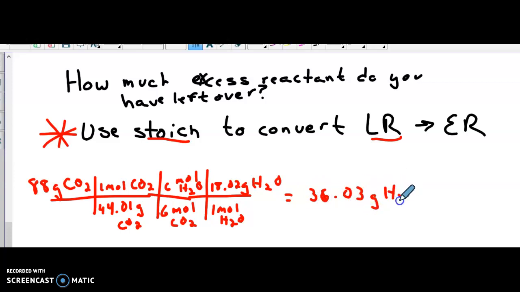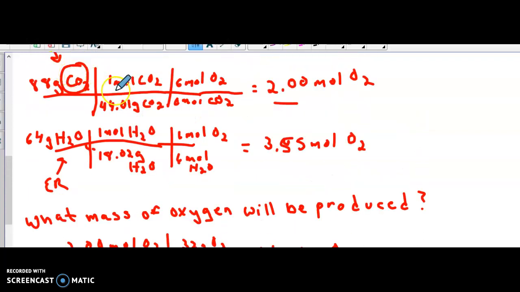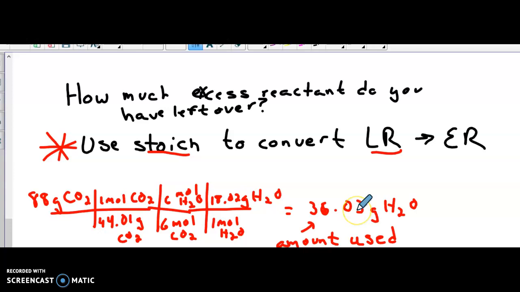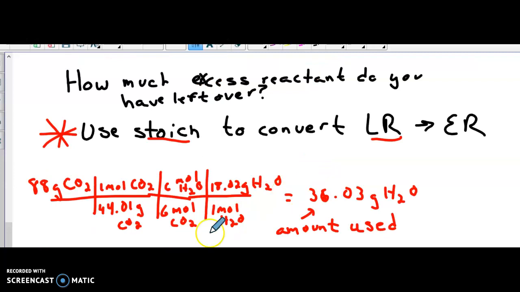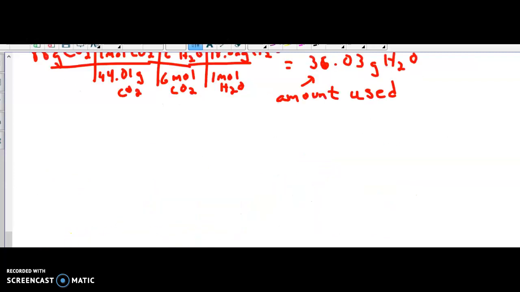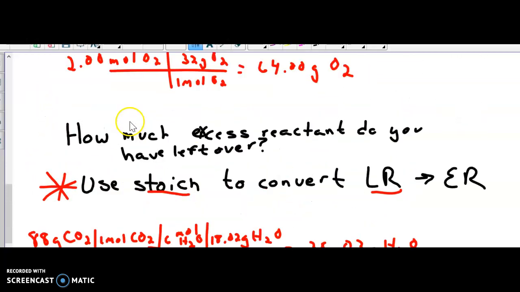grams of H2O. Now, what this number tells me is the amount that was used. This is not the amount left over. This is how much H2O we used in the reaction. So when we had our 88 grams of carbon dioxide, we will use up 36.03 grams of water to get that 64 grams of oxygen as a product, to make this go to completion. To find out how much is left over, well, at that point, you look at how much water you started with.